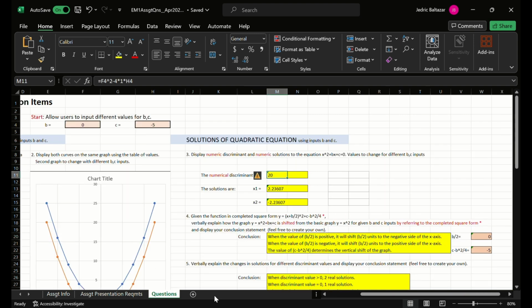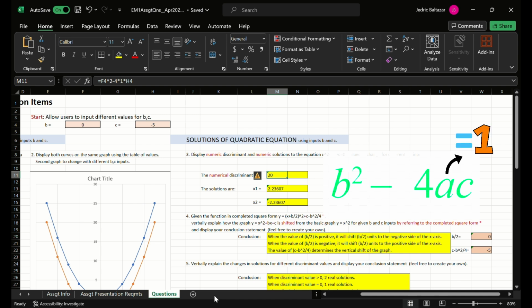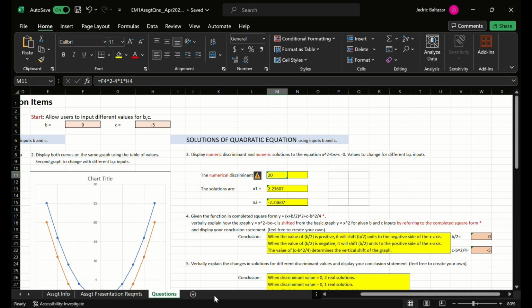Now for a numerical discriminant, we use the formula as seen here, where in this case the value of a is 1. So the formula we use is F4 squared minus 4 times 1 times H4, where cell F4 is the value of b and cell H4 is the value of c, to find the numerical discriminant.